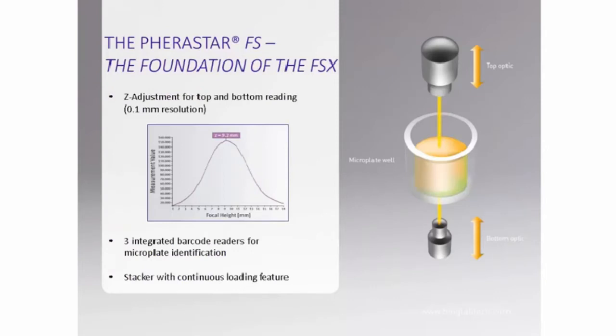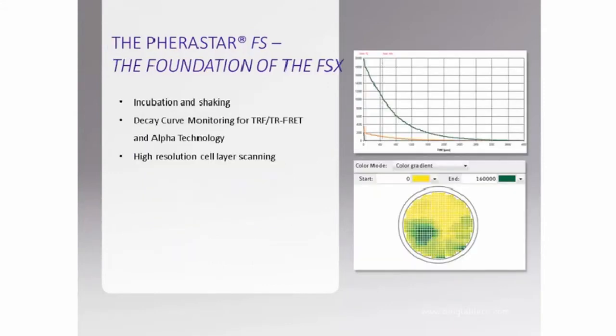So to talk back again to more standard features of our instrumentation, we can perform Z height adjustment for both top and bottom reading, bottom reading being important for cell-based assays. We have 3 integrated barcode readers inside for readings from south, west and east, and of course a stacker for continuous loading of higher throughput plate formats.